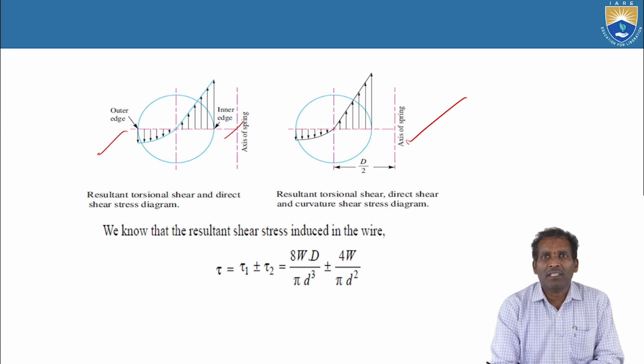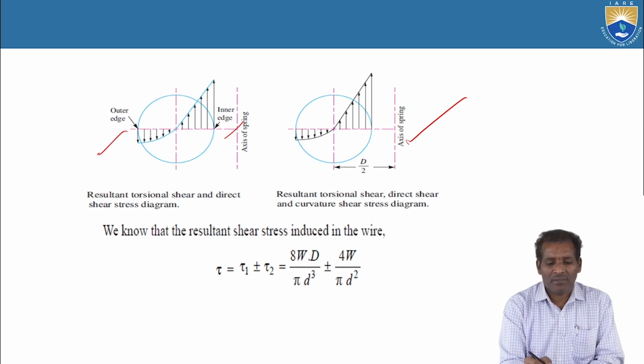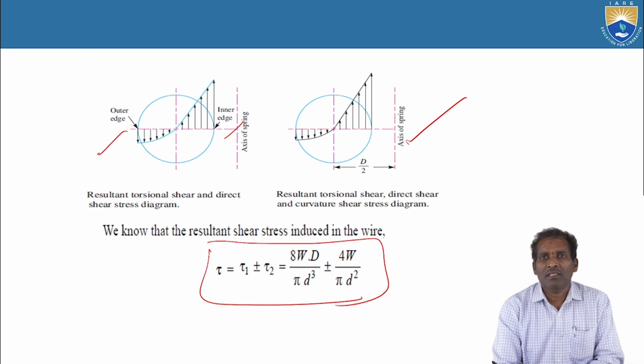So we know that the resultant shear stress induced in the wire is the torsional shear stress plus the secondary stresses, the shear stress due to this direct shear and curvature shear. So we will get this equation: 8WD upon pi d cube plus 4W by pi d square.